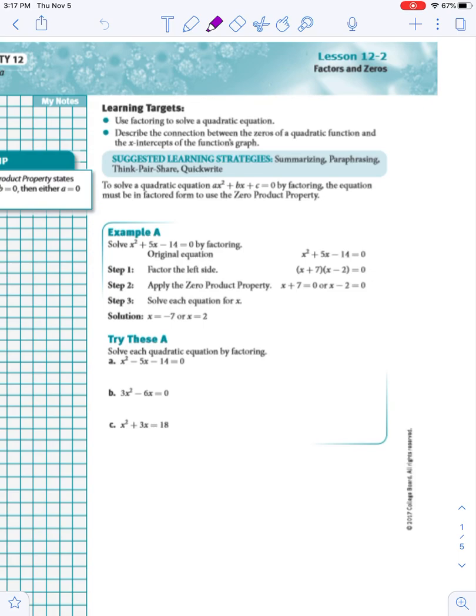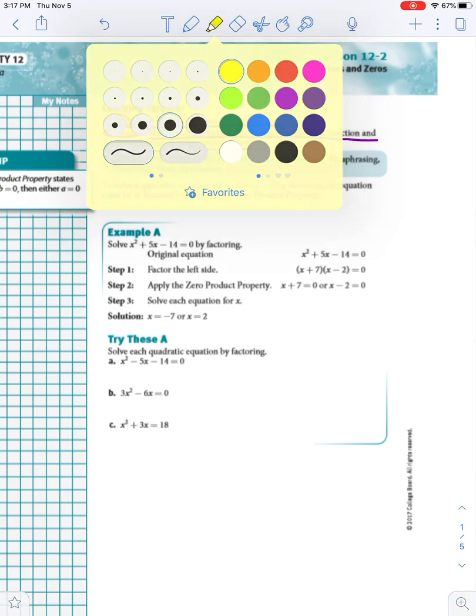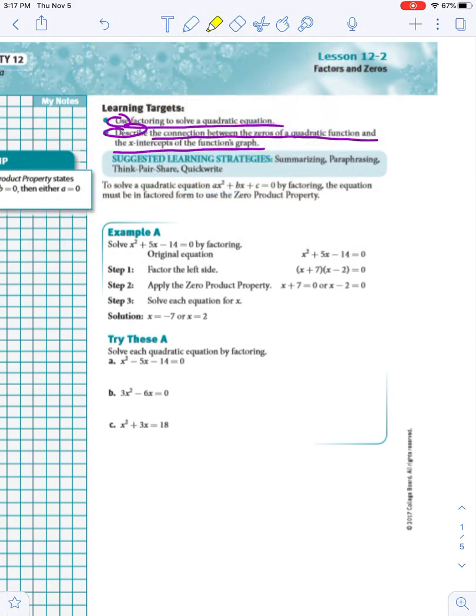Here we're going to practice solving quadratic equations using factoring. We are going to use factoring to solve a quadratic equation, and we're also going to describe the connection between the zeros of a quadratic function and the x-intercepts of the function's graph. As you know, a quadratic equation is in the form of ax squared plus bx plus c.